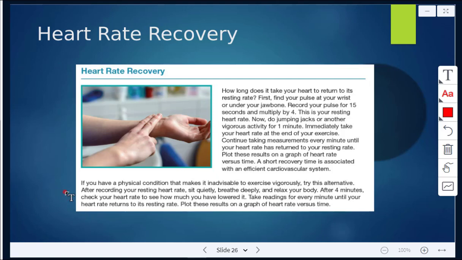If you have a physical condition and it's not advised for you to exercise vigorously, you can do this alternative. Record your resting heart rate, then sit quietly, breathe deeply, and relax your body. After 4 minutes, check your heart rate to see how much you've lowered it. Then take readings every minute until your heart rate returns to its resting rate, and again plot your results on a graph of heart rate versus time.